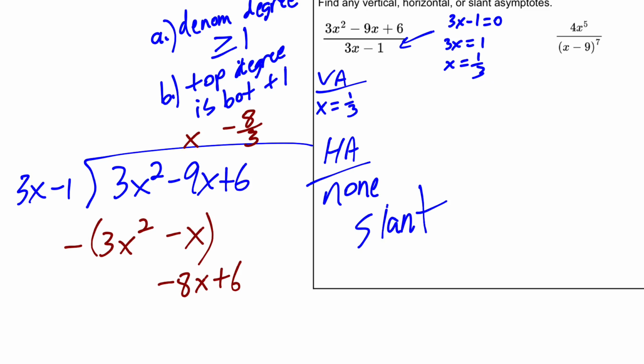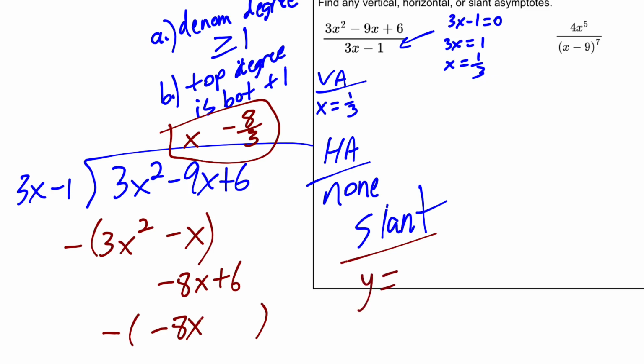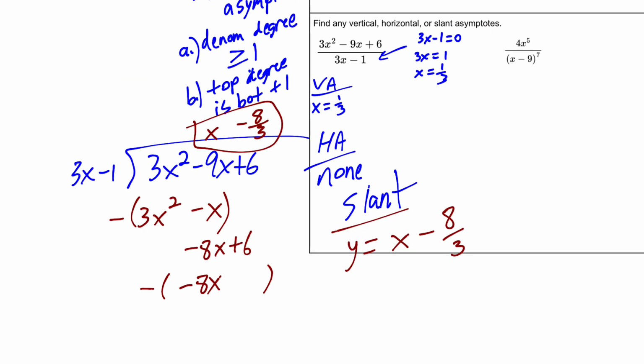And if I was to multiply that, this would give me negative 8x. And it doesn't really matter what the other part is, because when I subtract this, it cancels out. And guess what the equation for my slant asymptote is? It's the line y is equal to x minus 8/3. So to find the slant asymptote, you use division, and whatever is there, you ignore the remainders. Y equals that expression.